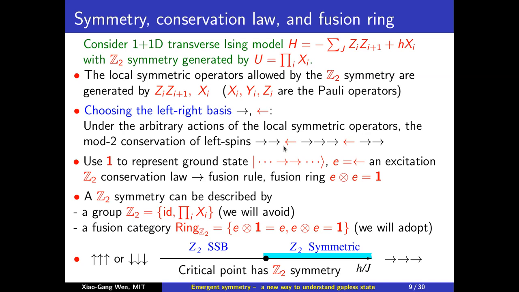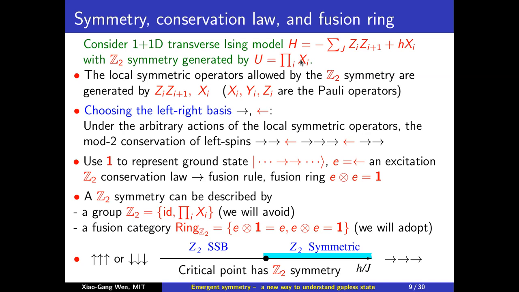And when I say what happened, it means that we can apply all kinds of probes, these symmetric operators that allow perturbation. We can change those states. When you apply those perturbations, we find that these left spins have a mod 2 conservation. Their number cannot change arbitrarily. They can only change by two. Because if you apply the X operator to these left-right spins, it doesn't matter, they don't change spin direction. If you apply a ZZ operator, they either create two left spins or move one left spin to another place. Therefore, these left spins have a mod 2 conservation, and this mod 2 conservation is what we mean by this Z2 symmetry. That's from conservation law to Z2 symmetry.